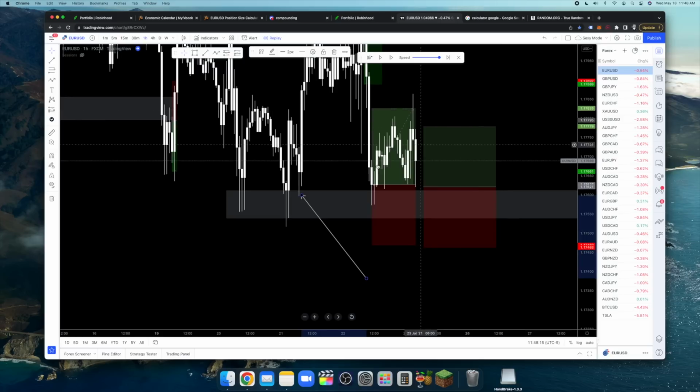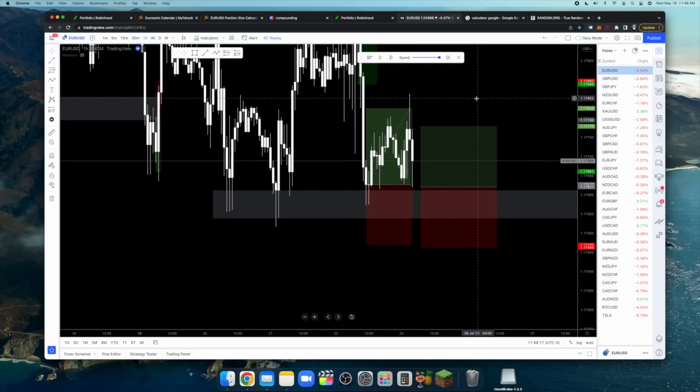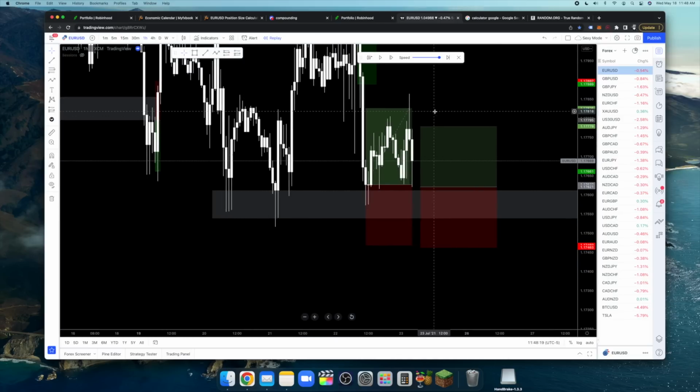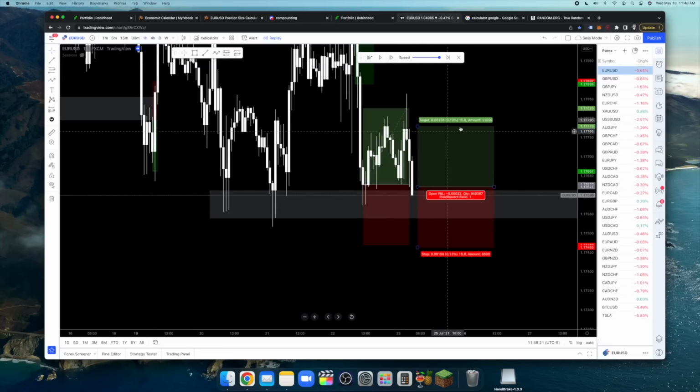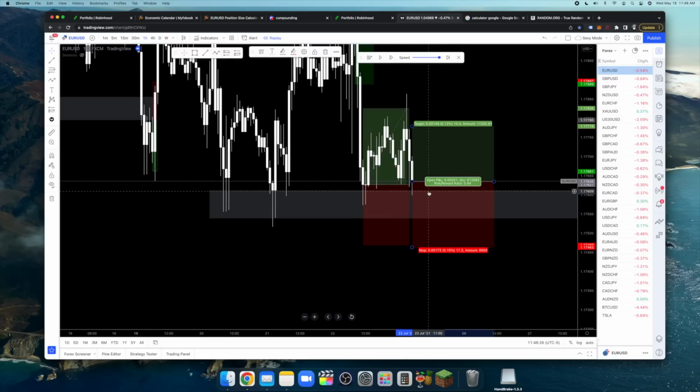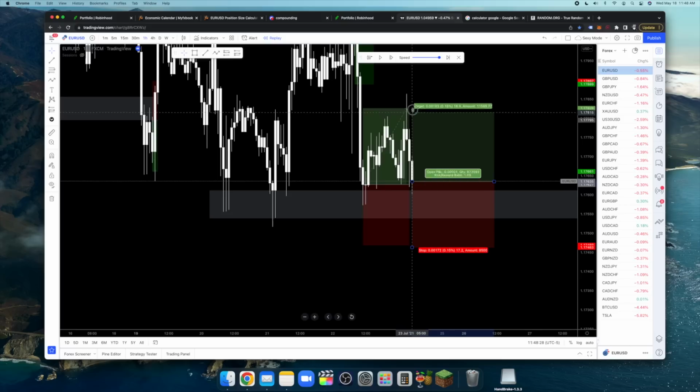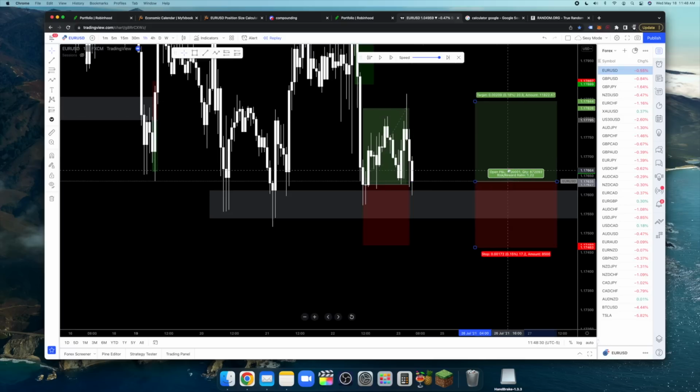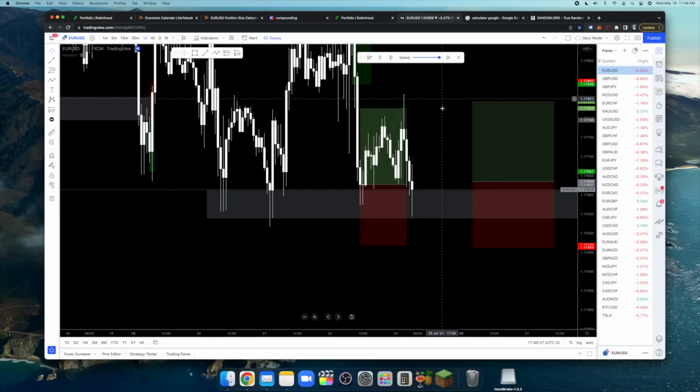You want to wait for a nice little deep test into the zone, then rejection. You want to make sure your entry is at the zone. So this first candle wicking away wasn't good. This one still isn't really that great because you'd have to be entering far above the zone, and you'd have to extend your target way over here. We want an entry where price pushes deep into the zone, has that little liquidity press, and then rejects. So something like this is good.